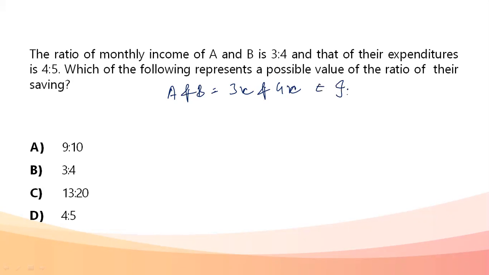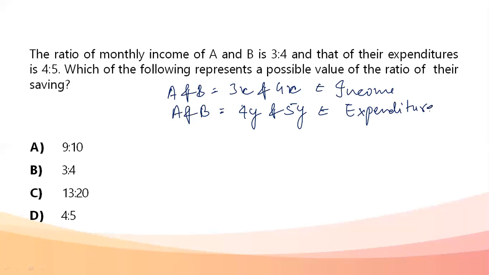This is the income. Then let the expenditure of A and B be 4y and 5y. Let these be the expenditures, because according to the question, income and expenditure, these two things are given to me. So income I have measured, expenditure I have measured. Now, which of the following represents a possible value of the ratio of their savings?